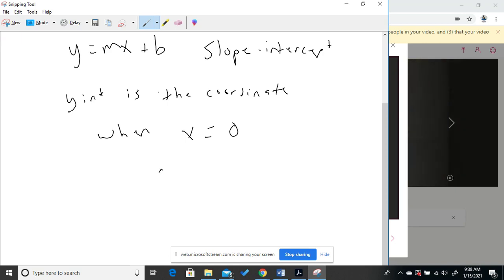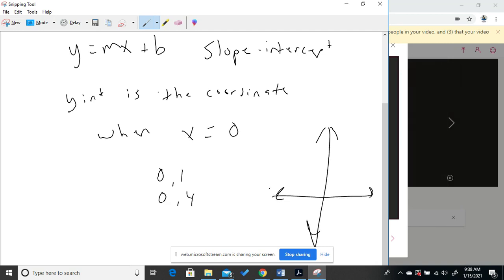So any point like 0, 1, 0, 4, all those are going to be found on what? The y-axis. That's x, that's y. So 0, 1 would be about right there. 0, 4 would be about right there. All of these are going to be y-intercepts if a line goes through it. Okay, so the y-intercept of that line would be what? 4. And the answer for the y-intercept is 0, 4. So here you would put a 4 for this b.